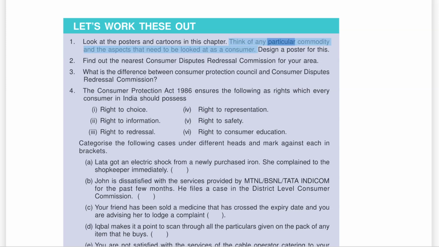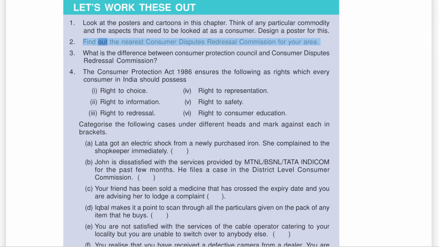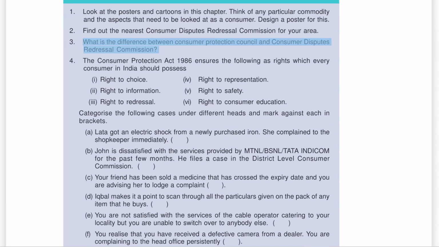1. Look at the posters and cartoons in this chapter. Think of any particular commodity and the aspects that need to be looked at as a consumer. Design a poster for this. 2. Find out the nearest Consumer Disputes Redressal Commission for your area. 3. What is the difference between the Consumer Protection Council and the Consumer Disputes Redressal Commission?